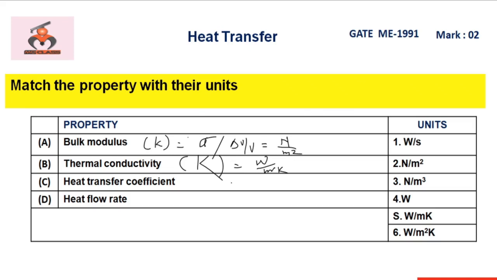Next is the heat transfer coefficient. It is asking to find out the unit of heat transfer coefficient. We know that the heat transfer rate in fluid, Q dot equals h A dT. This is according to Newton's law of cooling. So h is nothing but the heat transfer coefficient. So we can write h equals Q dot by A dT.